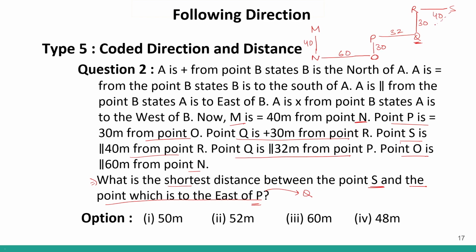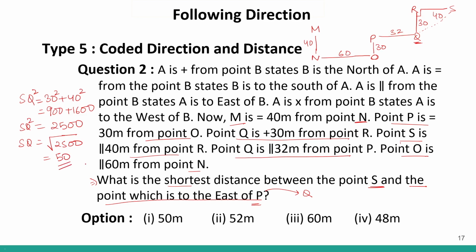So between S and Q, again we'll use the Pythagoras theorem. This is 90 degrees. So SQ square will be equal to 30 square plus 40 square. 30 square is how much? 900. 40 square is how much? 1600. Total will give me 2500. This is SQ square. So SQ will be how much? Under root of 2500. This will give me answer as 50. So my answer will be option number 1, 50 meter.